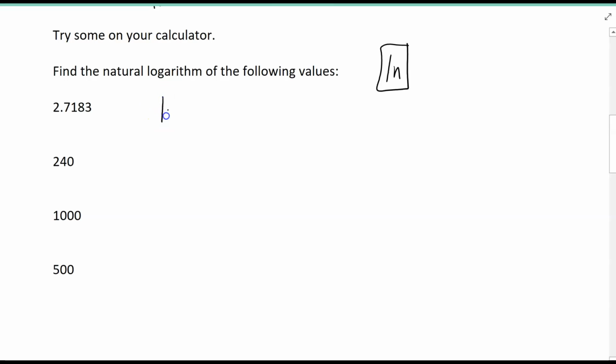So ln of 2.7183, which is a rounded version of e. Well, e raised to what power equals e? This is very close to 1. You'll notice on your calculator it's a little bit more than 1. That's because this isn't exactly e. E is an irrational number, so I can't really write it all down. But it is basically 1, okay?